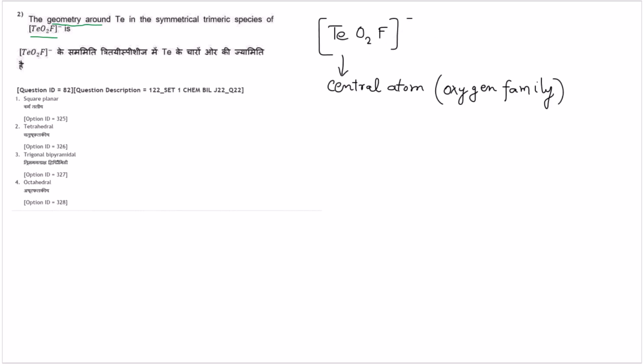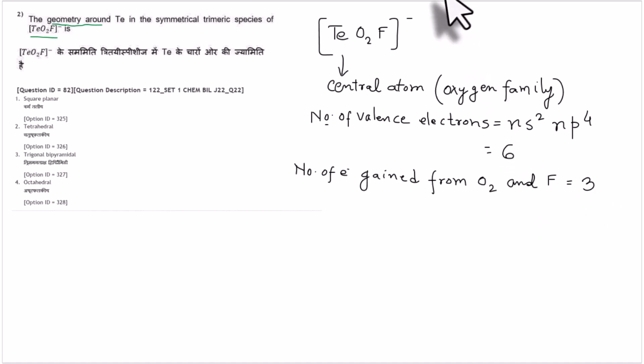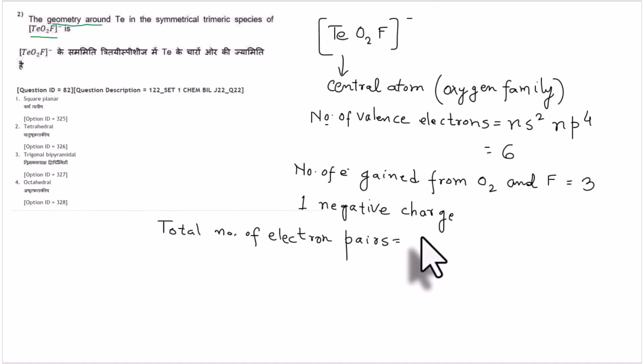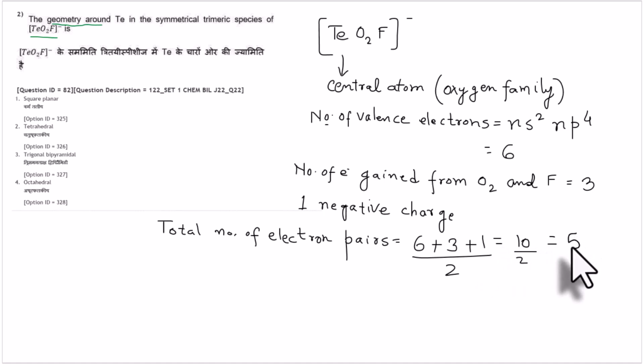In this compound, the central atom is Te, tellurium, belonging to the oxygen family. So the valence electrons should be ns2 np4, total 6 electrons. Then the number of electrons contributed from other atoms: we have 2 oxygens and 1 fluorine, so 2 and 1, 3, and also we have a negative charge. So the total number of electron pairs should be 6 plus 3 and 1 negative charge, so 10 divided by 2 is equal to 5 electron pairs.